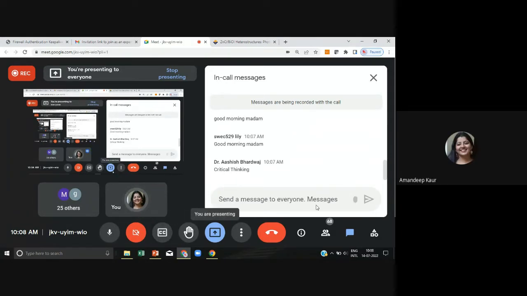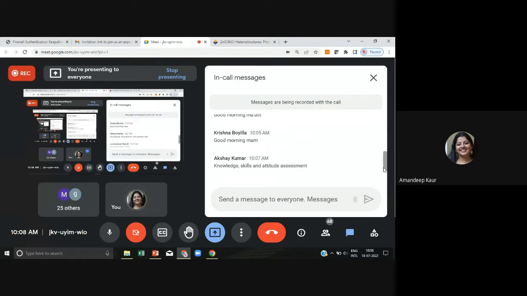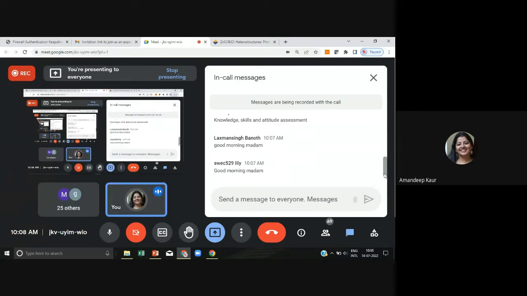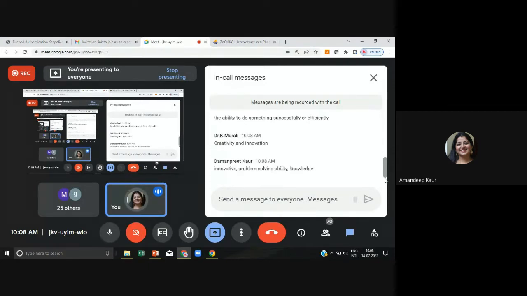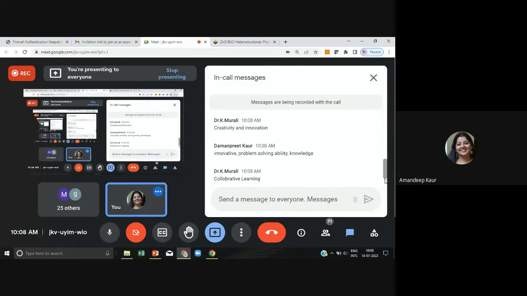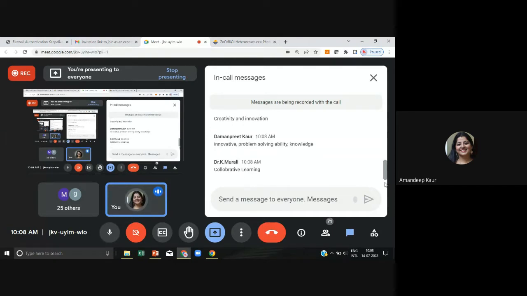So there are 4 different responses. Mr. Akshay Kumar sir said knowledge, skill, and attitude assessment. Dr. Amandeep Kaur ma'am said problem solving ability, and at the same time, we must be able to assess the soft skills of the students also in terms of their emotional intelligence. Another response was received from Dr. Ashish Bhardwaj sir: the critical thinking ability of the student. Another response: creativity and innovation, the ability to do something successfully or efficiently, innovative problem solving ability, knowledge, collaborative learning. So thank you very much for all the responses.